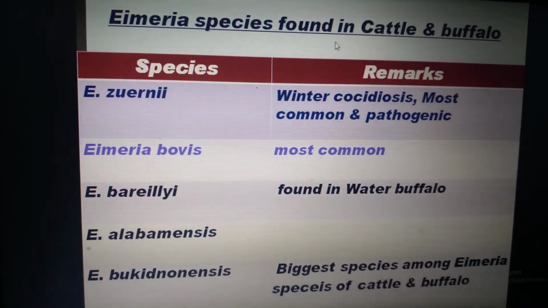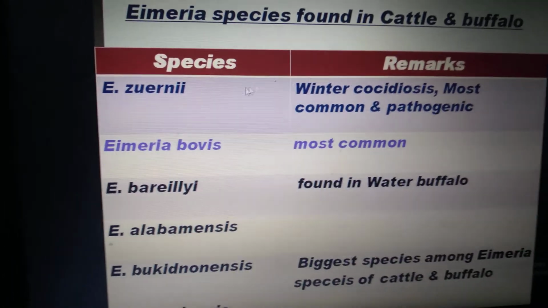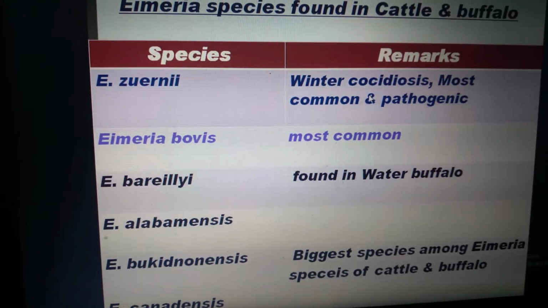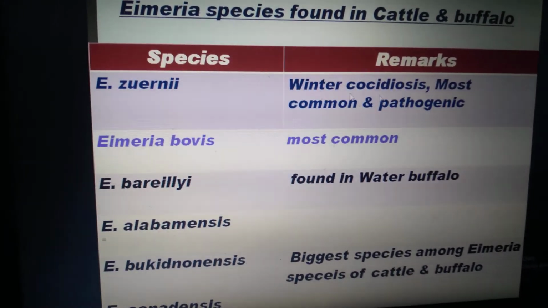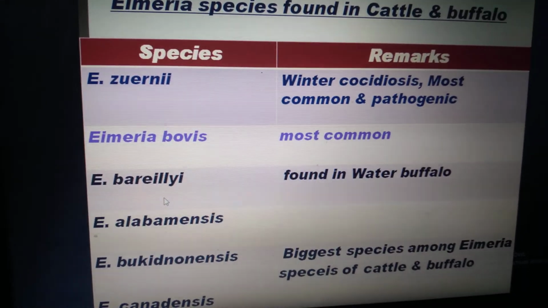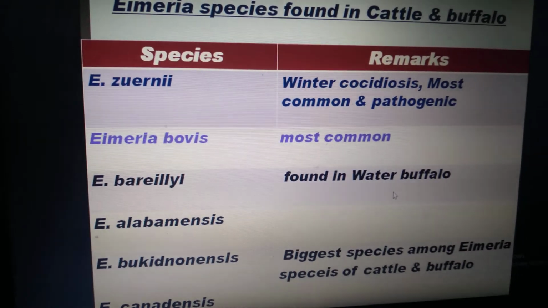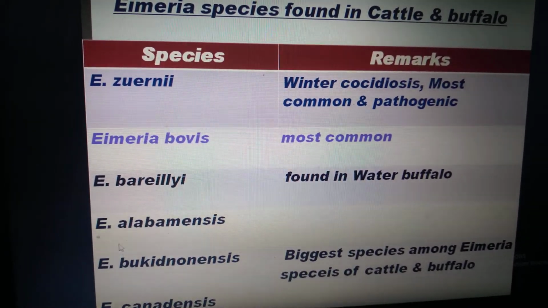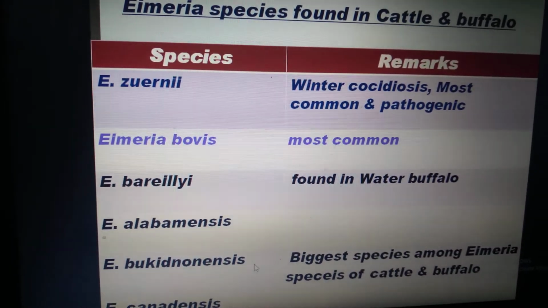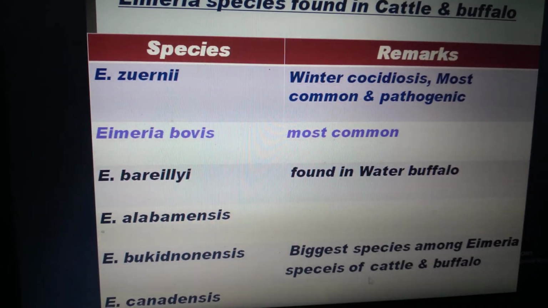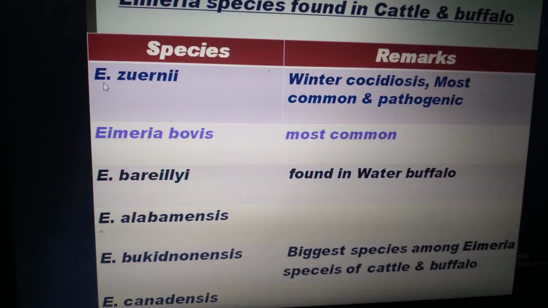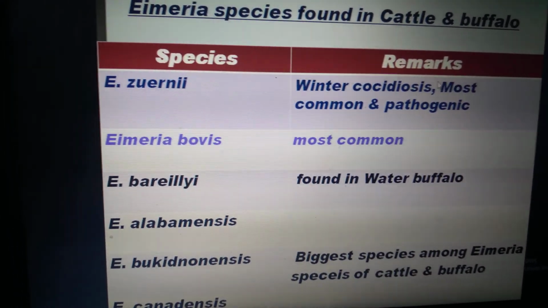So let's talk about the Eimeria species in cattle and buffalo. So Eimeria zuernii, winter coccidiosis, most common and pathogenic, okay? Eimeria bovis, most common. Eimeria bareillyi, found in water buffalo. And this is Eimeria bukidnonensis, the biggest species among Eimeria species in cattle and buffalo. Eimeria canadensis. Okay, so you have to remember this. Zuernii, winter coccidiosis, is the most common and most pathogenic.